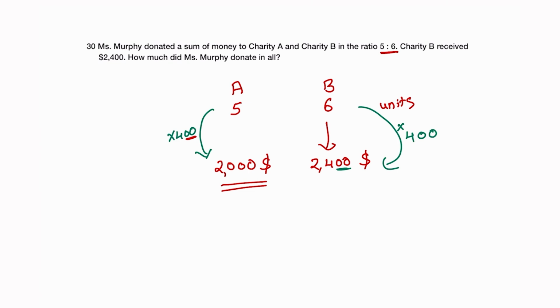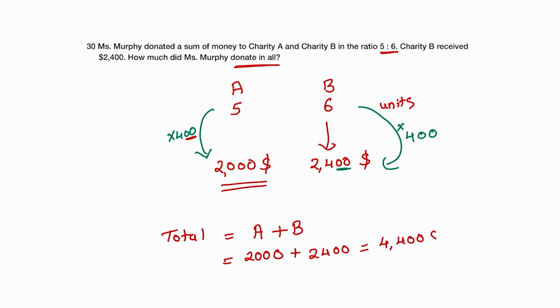Okay, now the question is, how much did Miss Murphy donate in all? So we basically have to find the total and not just find A and leave it there. So the total is going to be the amount that she donated to charity A and to charity B together. So that's 2,000 plus 2,400. That's basically $4,400. Good job, Miss Murphy.